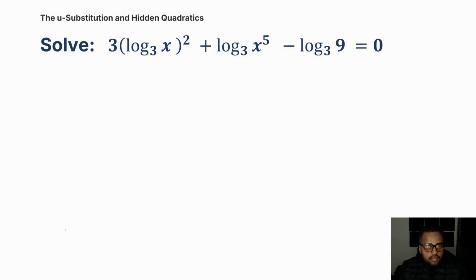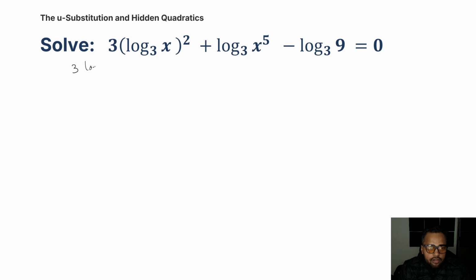Now let's take another question where students get stuck, the substitution method and the hidden quadratics. I'll tell you what I mean. So for example, this is the question I've taken: 3 (log x base 3) whole square plus log x raised to the power 5, base 3, negative of log 9 base 3 equals 0.